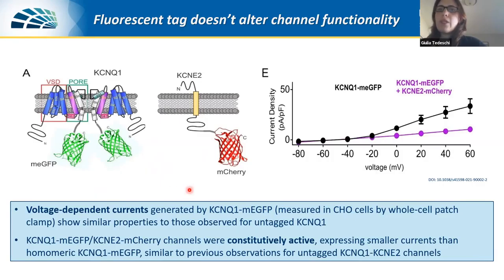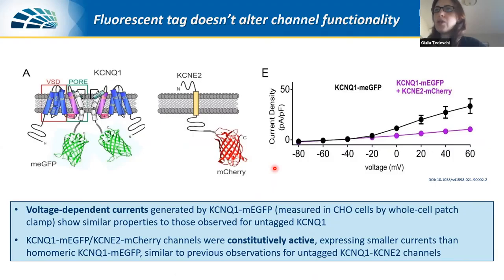Their lab did some measurements with whole cell patch clamps, and they saw that the currents generated by the tagged version of KCNQ1 show similar properties to the ones that you normally see when KCNQ1 is not tagged. Also, they saw that the tagged version of KCNQ1 and KCNE2 were constitutively active, and they were expressing a smaller current compared to KCNQ1 alone. That was similar to what they were observing with the corresponding untagged version of the channels.